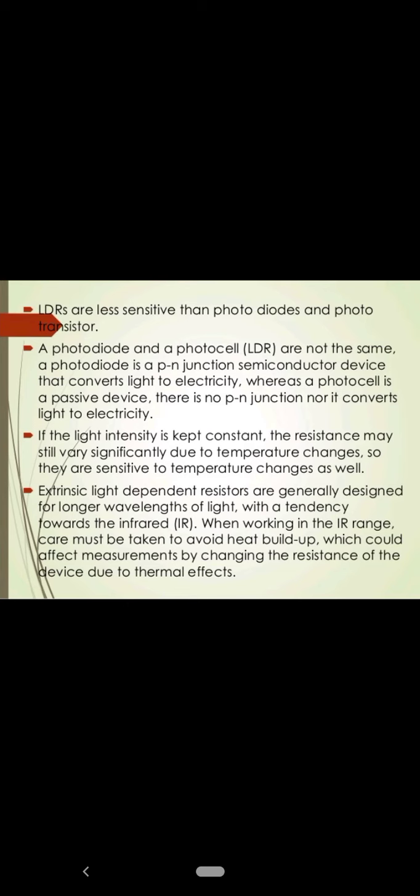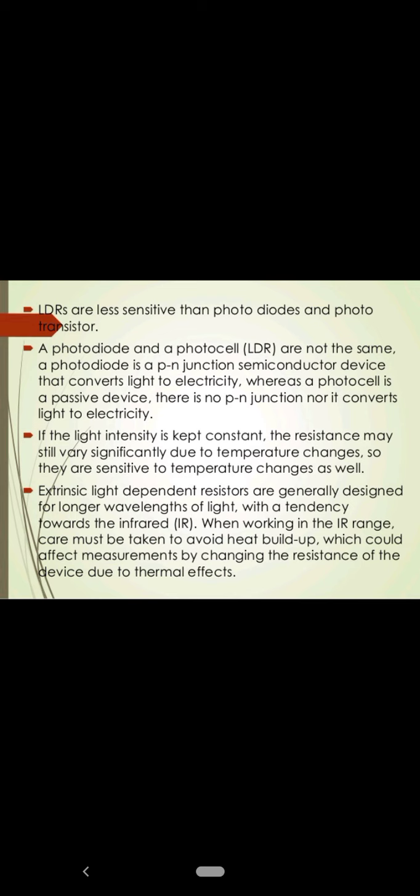LDR or photocell are less sensitive than a photodiode and phototransistor. A photodiode and a photocell are not the same. A photodiode is a p-n junction semiconductor device that converts light into electricity, whereas a photocell is a passive device. There is no p-n junction, nor does it convert light to electricity. If the light intensity is kept constant, the resistance may still vary significantly due to temperature changes, so they are sensitive to temperature changes as well.